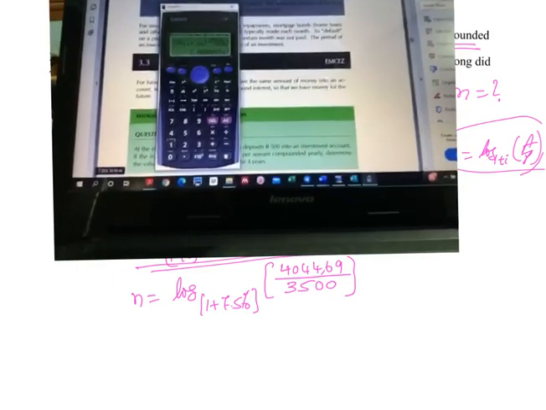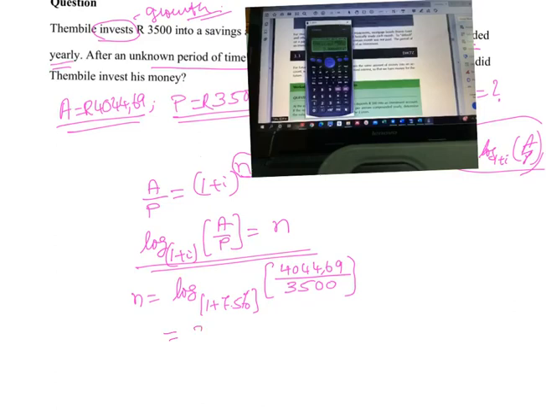This calculator is very quick. And I write my answer as n equals 2. It's always good practice to write it as 2 years. For 2 years, my investment of 3,500 will grow to 4,044.69 at the rate of 7.5% compounded annually. So this is a question that we can also expect in grade 12, to find the value of n, both for depreciation and for growth.